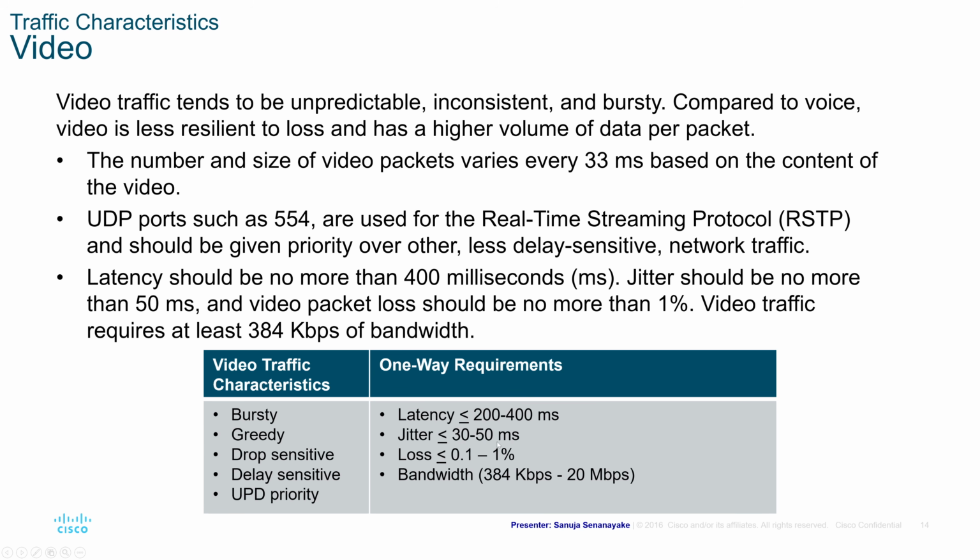Jitter should be no more than 50 milliseconds. The loss should be no more than 1%, and the bandwidth should be between 384 kilobytes per second to 20 megabytes per second. So those are the key pieces of information that you should remember for your video traffic.